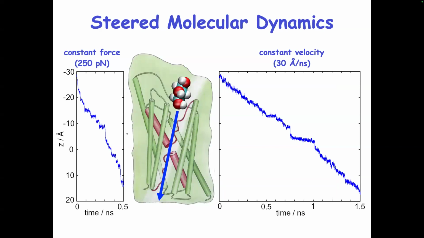There are different schemes of applying this force. If you know in advance what kind of force you need to complete the process in your 100 nanosecond simulation, then you apply a constant force. But usually we don't know. We don't know how much force, 10 piconewton, 100 piconewton or more. So therefore we use something we call constant velocity SMD, but it's a variable force scheme in which you increase the force by a trick until you overcome the first barrier and the second barrier and so on and so forth. So how do we do this?